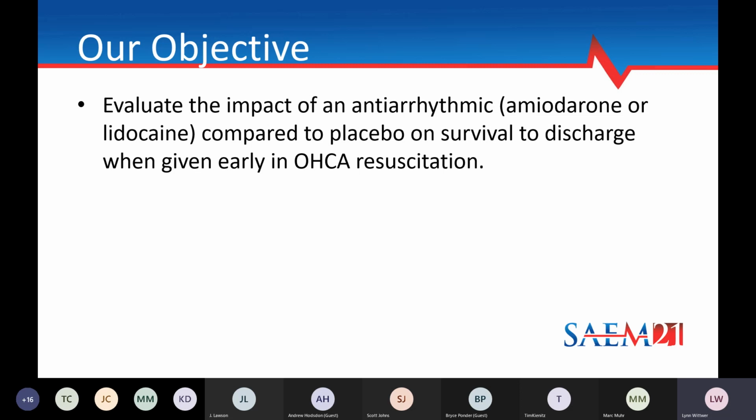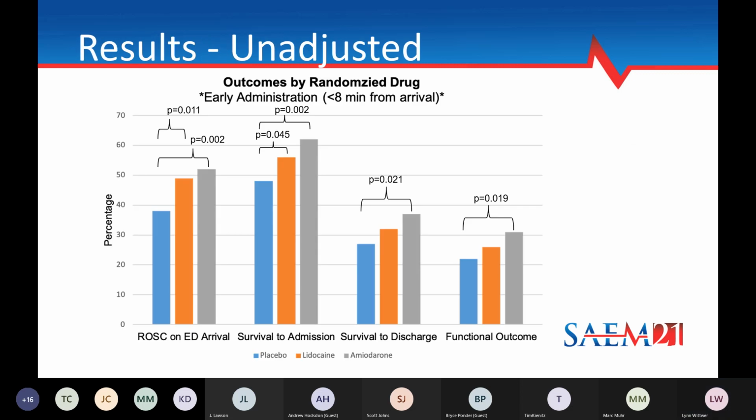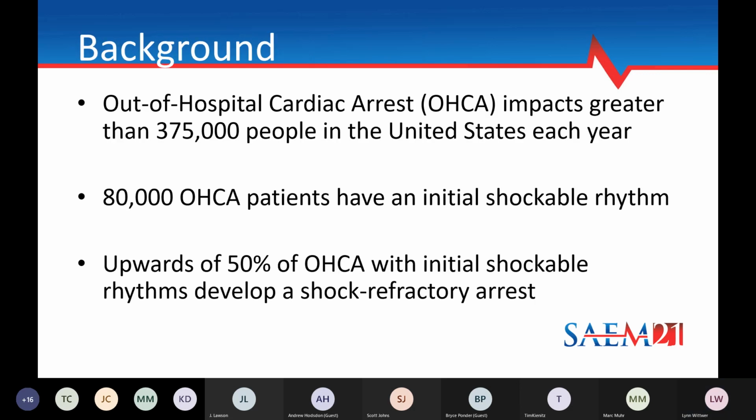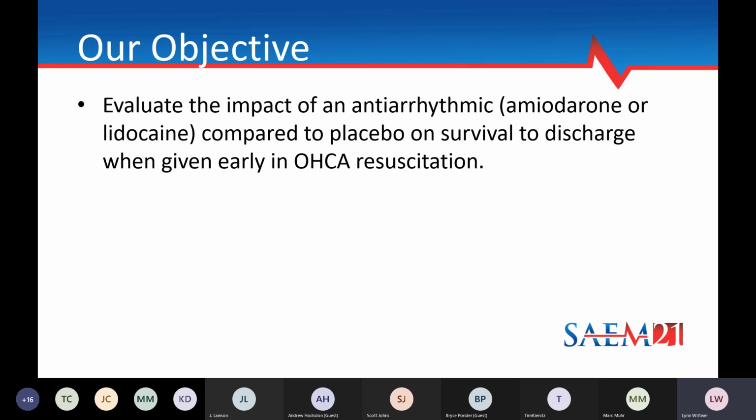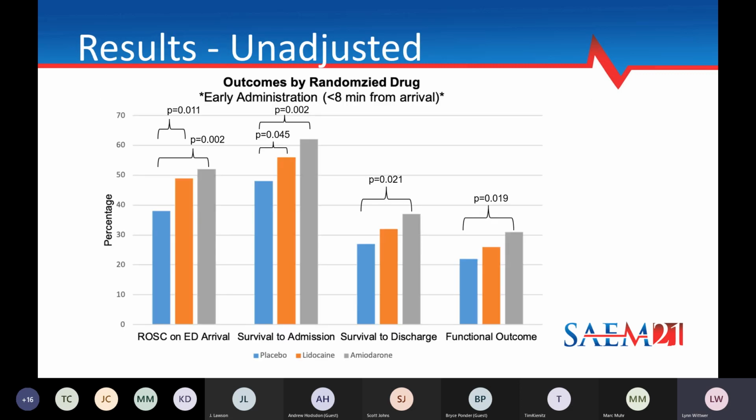So the objective of this study was to evaluate the impact of amiodarone or lidocaine compared to placebo when given early. This study was done using ALPS data, basically. We were part of that process, and we have a lot of data, and now they're going back and reanalyzing certain aspects of the ROC data. We're going to make this simpler. We have tons of different things, but this is basically the results.